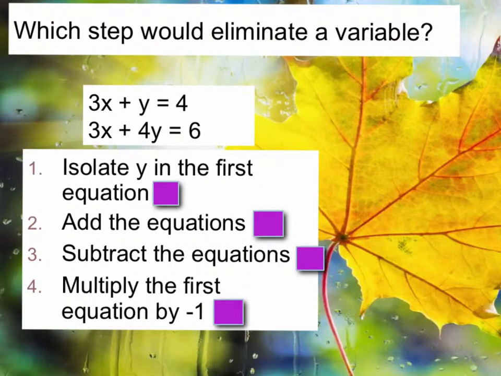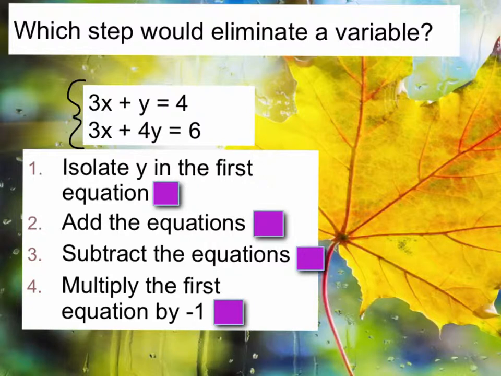Here is the first question of the 3 from the follow-up questions at the end of this video. Which step would eliminate a variable from this system of equations here? 3x plus y equals 4 and 3x plus 4y equals 6. So remember, go back through steps 1 through 5 and look to see which step we need to do.